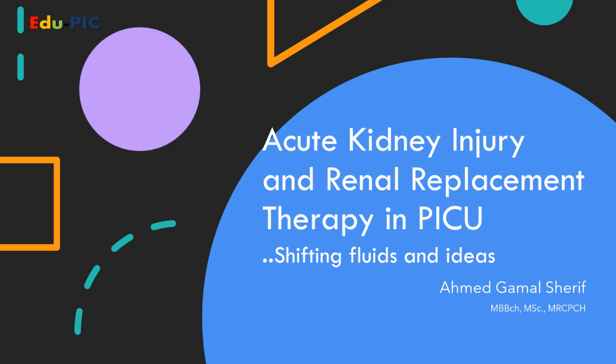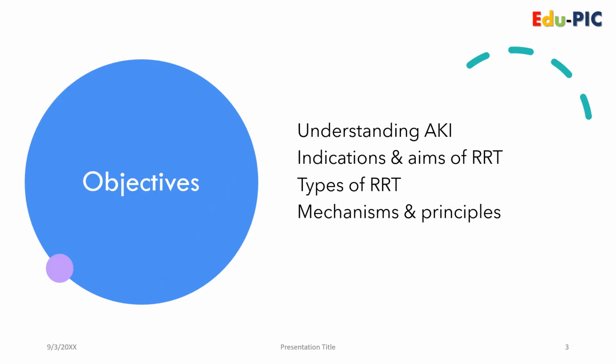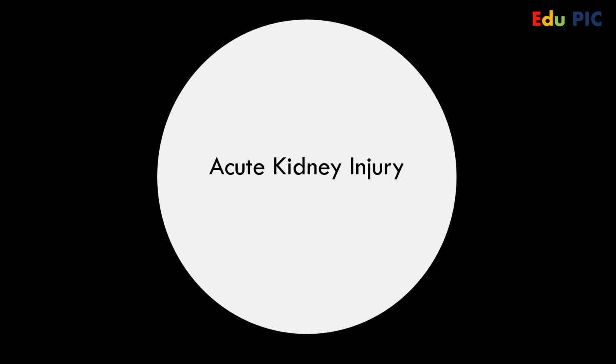We're going to be talking about acute kidney injury and renal replacement therapy in PICU, and we're going to be shifting ideas as we're shifting fluids as well. Our objectives of this talk, and hopefully the talks coming afterwards, are understanding AKI, indications and aims of RRT, which is renal replacement therapy, types of RRT, and understanding the mechanisms and principles. So, Chapter 1, Acute Kidney Injury.